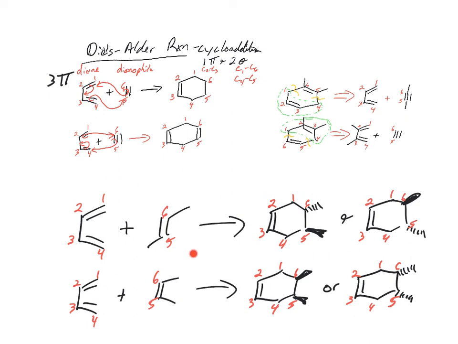So this is called stereospecificity. Meaning one stereoisomer, a trans, is going to give a different product than a cis. A specific isomer gives a specific product. Stereospecific.